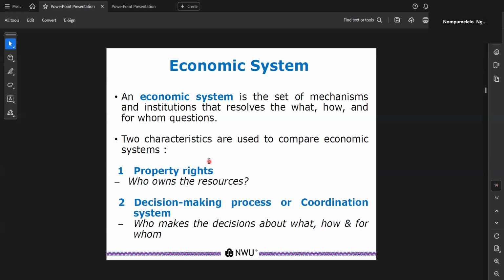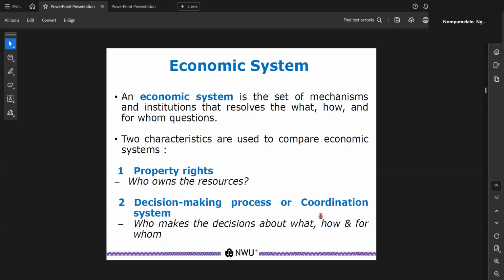So when we compare economic systems, we look at who owns the resources in that particular system, and also who makes the decisions about what to produce, how to produce, and for whom. In the free market system, the people who own the resources are individuals, so they are privately owned resources. The customers, households, or individuals also decide what to produce, how to produce it, and for whom.